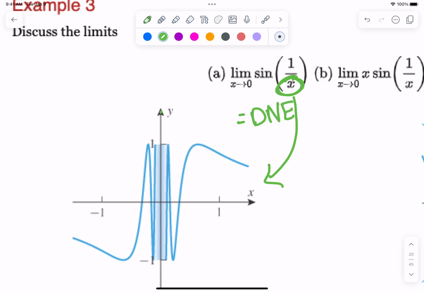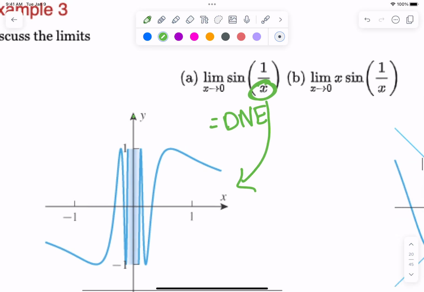You can look at the graph and see that it's oscillating, or you can look at the function before you take the sine of it and see that there's a vertical asymptote there. So the limit does not exist.